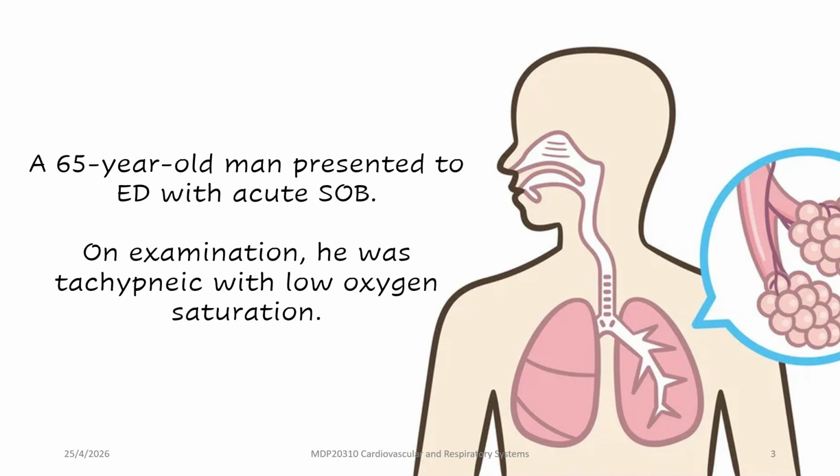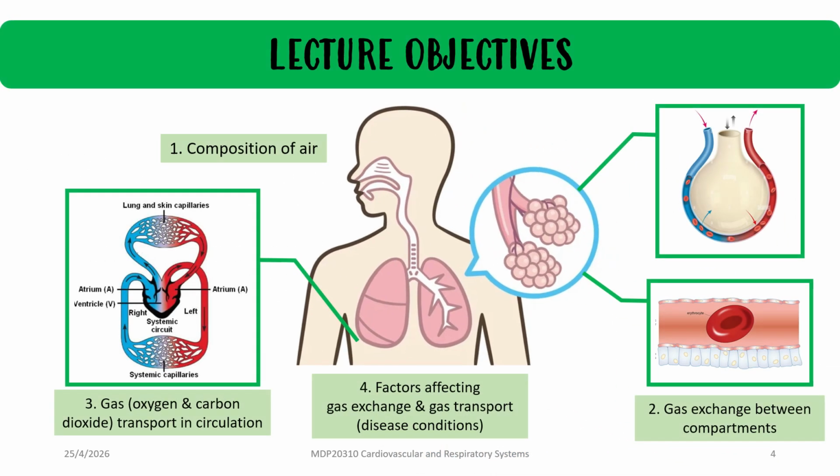So these are the learning objectives, where we're going to cover a little bit on the composition of air and how the gas exchange happens between the alveoli and the blood vessels and vice versa. Then we're going to talk a little bit on how the gases are transported, particularly oxygen and carbon dioxide. Fourthly, we're going to talk a little bit on the factors that can influence this process.